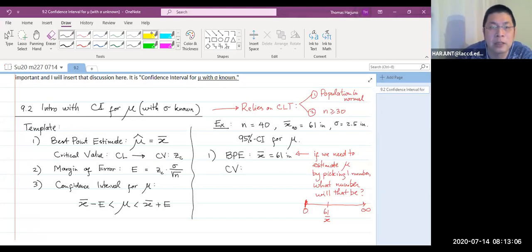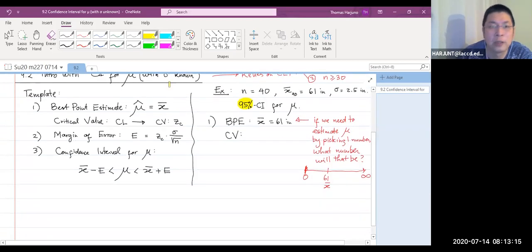Now, they tell us that the confidence level is 95%. From that 95%, we will construct, what we did last time, a normal distribution with 95% area in the middle. Now the critical value we are looking for is located here. So this is step 1A, this is step 1B.